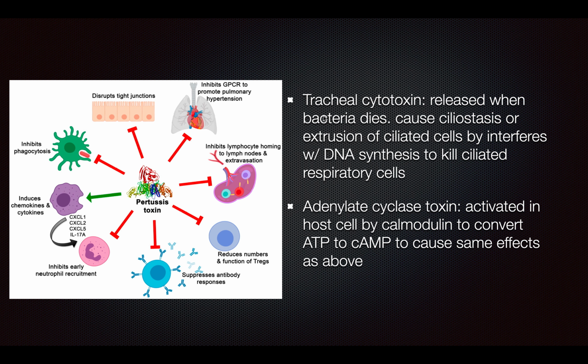Another toxin it creates is the tracheal cytotoxin, which is going to kill the ciliated cells. The adenylate cyclase toxin is going to be activated in the host cell by calmodulin to convert ATP to cAMP in order to do basically the same thing. So as you can see here, it will promote the pulmonary hypertension, and it's going to inhibit the lymphocytes from presenting the toxin in the lymph nodes. It's going to reduce the number and the function of the T regulatory cells and suppress the antibody response.